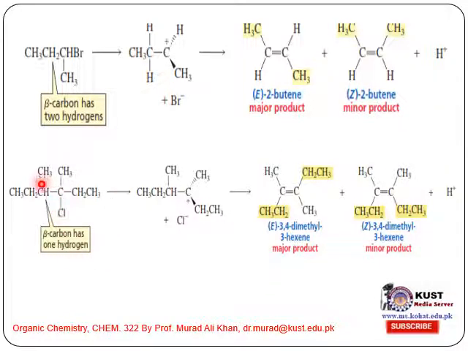And in this case, the beta carbon has one hydrogen available. This is the carbocation formed. And again, we get the E product as the major product. 3,4-dimethyl-3-hexene: E is the major product and Z is the minor product. So in E1 elimination, the main condition is that the bulky groups should be on the opposite sides in the E1 elimination reaction.